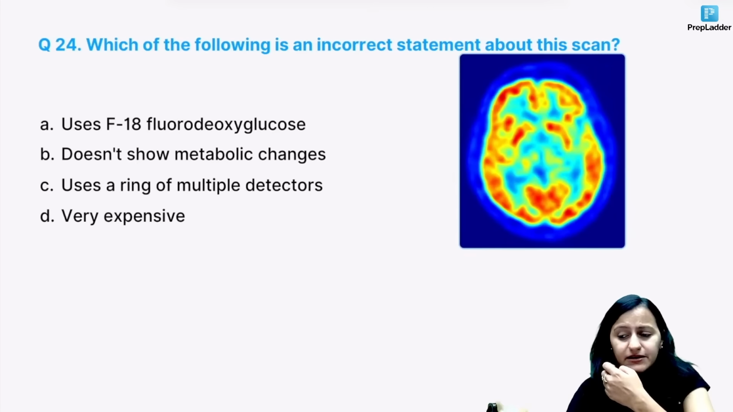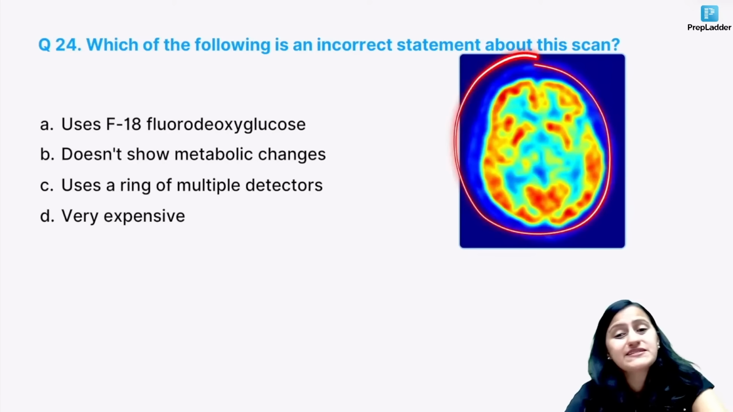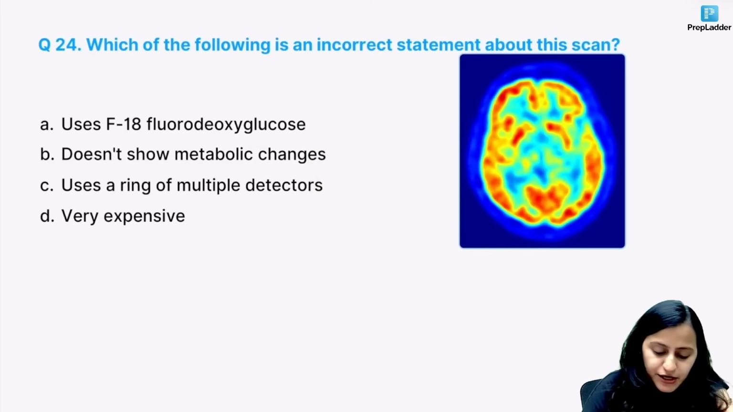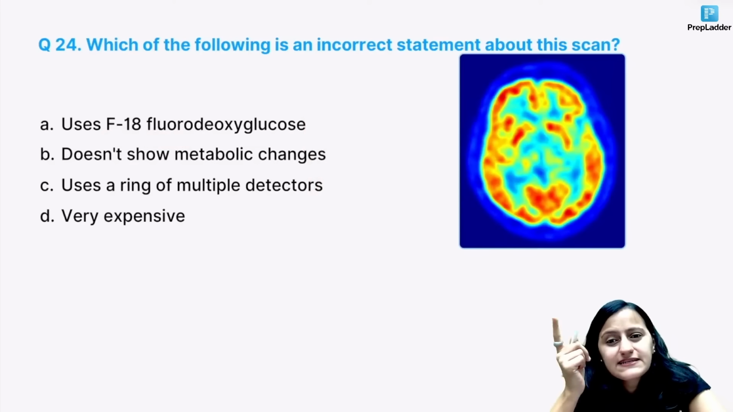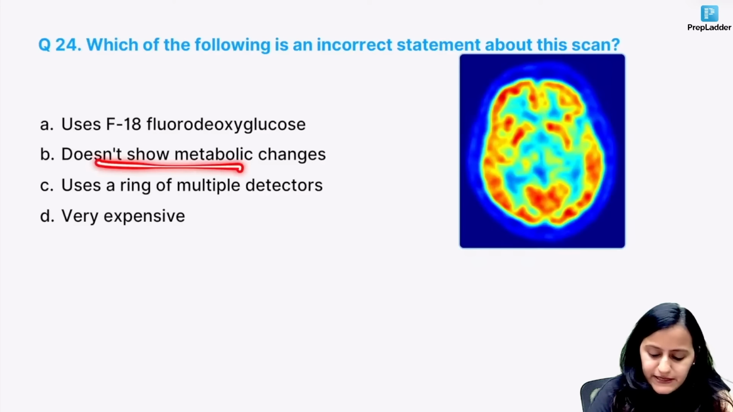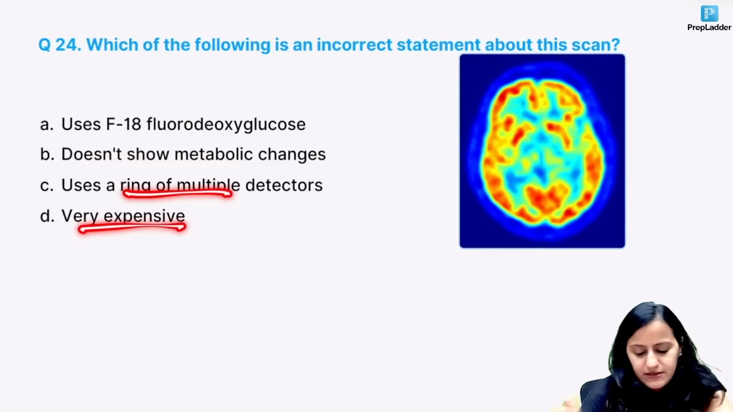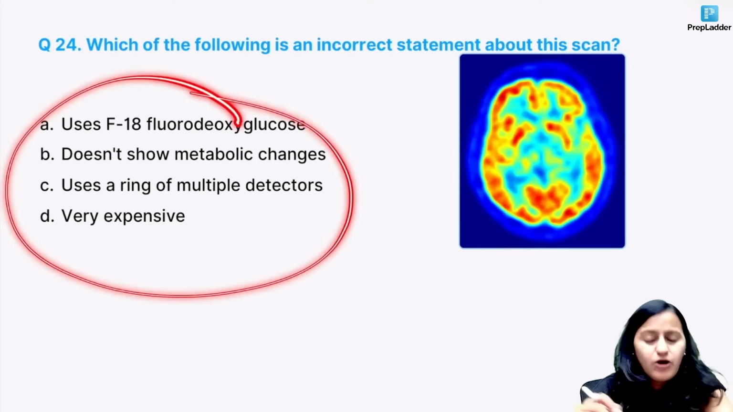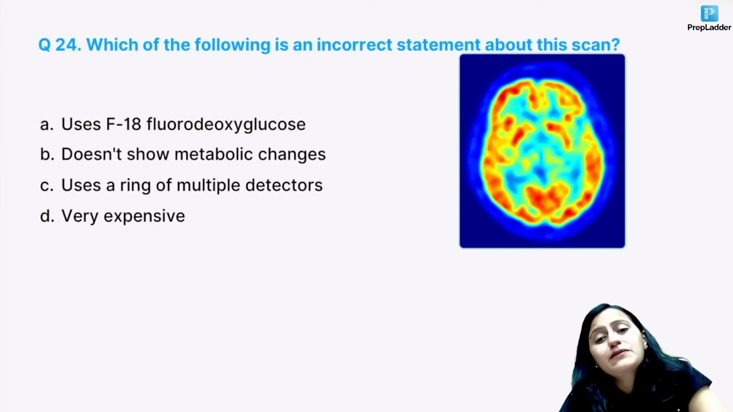See, a trick here. When you are not able to identify, I don't know what scan it is, take the help of the options. That helps you answer the question. Uses FDG. So maybe that clicks, that probably this is PET that they are talking about. Doesn't show metabolic changes. Uses a ring of multiple detectors. Very expensive. So from these options, you get a hint that they are talking about PET scan.